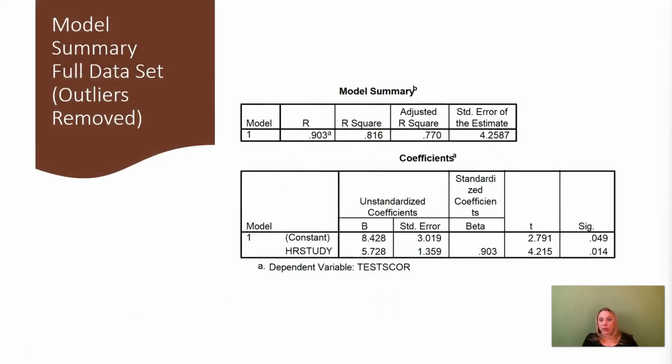And so if we remove that one observation and run our analysis again, we see that the p-value from the t-test of our slope is 0.014, which is statistically significant at the 0.05 level. We can also see from the r-squared that the hours spent studying now explains 81.6% of the variance in the reading scores. So clearly this model fits the data much better now without that one observation.